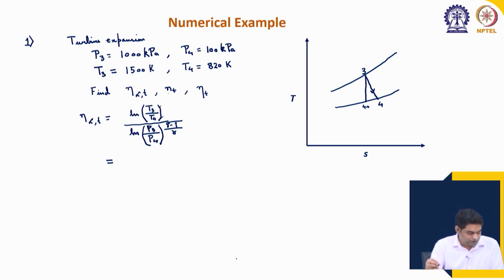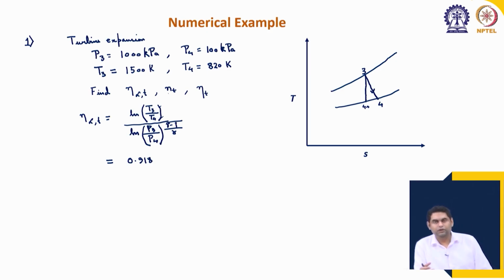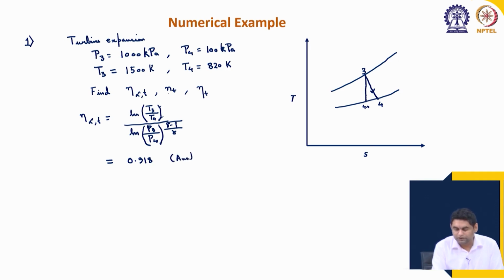Okay. So, this gives us a value of 0.918, which I have already calculated. So, you should calculate and verify that you get this same value. Whenever I am doing some calculation, to save time I have already done the calculation and am writing the value, but you should pause the video, try to calculate, and then compare your results and find whether these are correct or not. Okay. So, we have found the first answer, which is the polytropic efficiency. Next is the polytropic exponent.